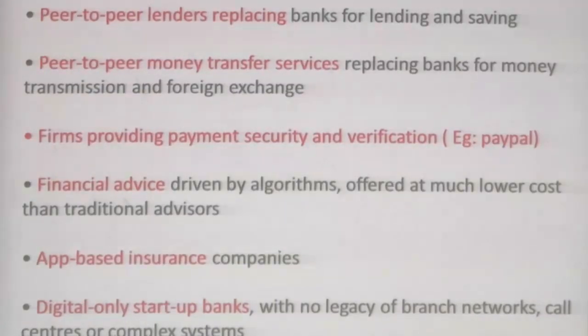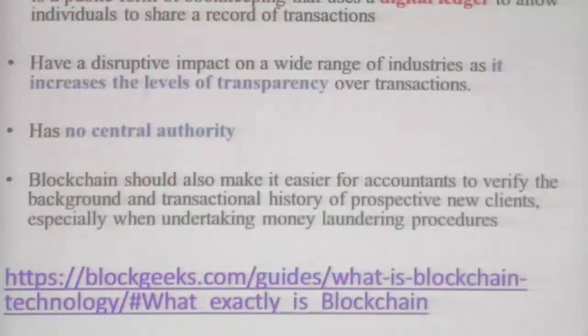More than this, there are so many other financial technologies in day-to-day life. So, blockchain. What is blockchain? It's a public form of bookkeeping that uses a digital ledger. The main feature that the blockchain has is the digital ledger. It's a ledger that allows individuals to share a record of transactions. So, it doesn't have a physical ledger, it has a digital ledger. Whatever the transaction is will be done through digital form and have a disruptive impact on a wide range of industries, as it increases the level of transparency over transactions.